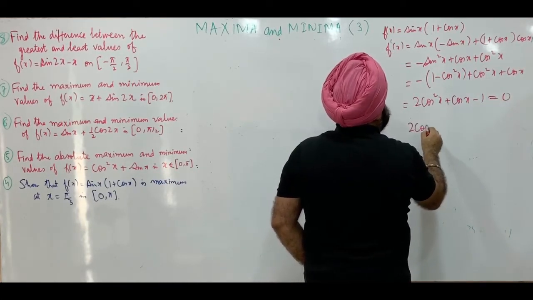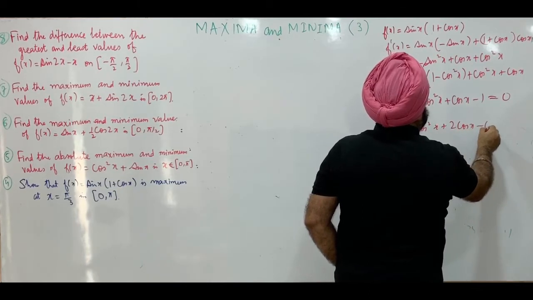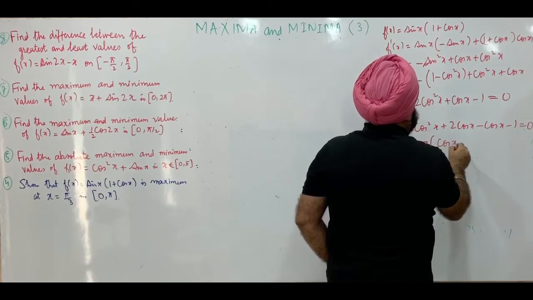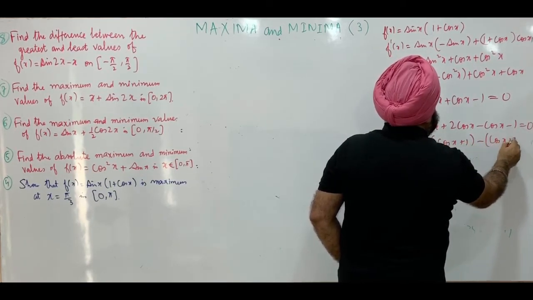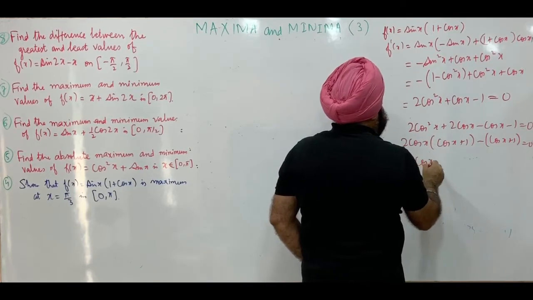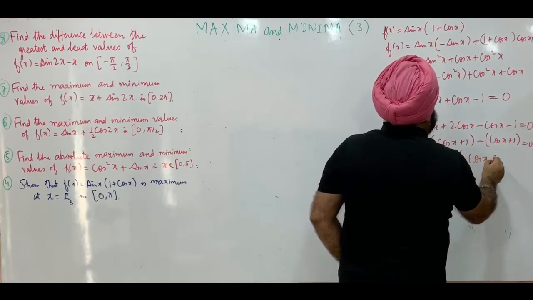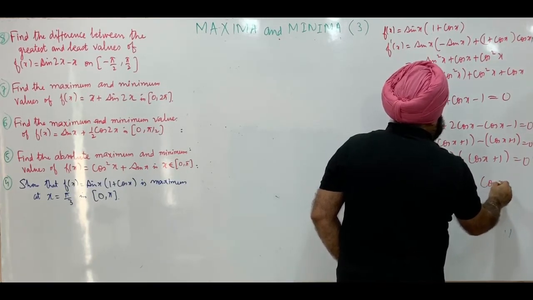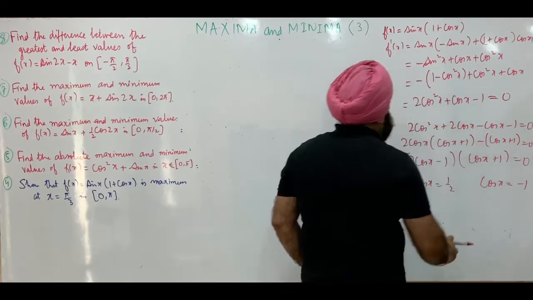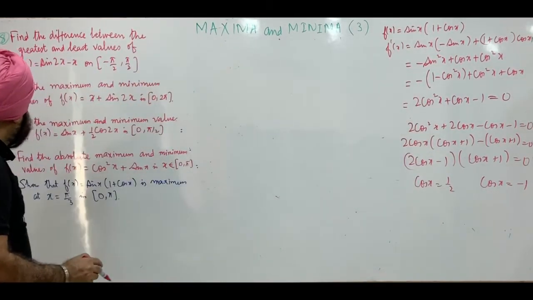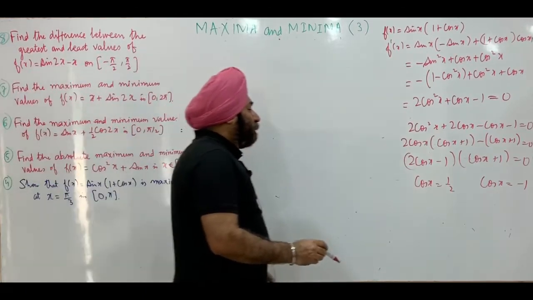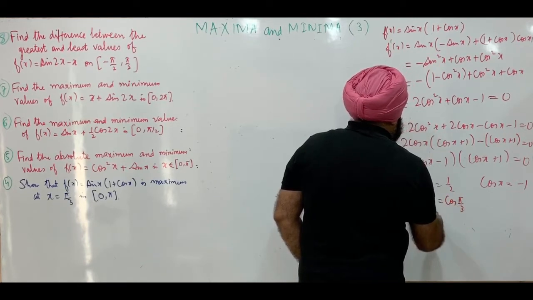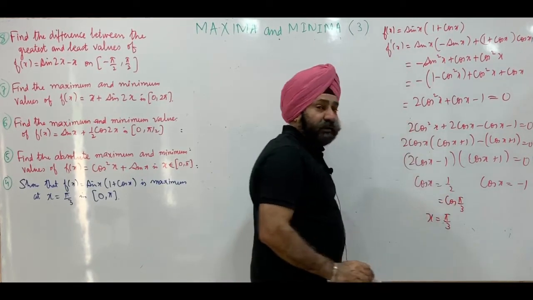This means 2 cos square of x plus cos of x minus 1 is 0. Taking 2 cos of x common, and the minus sign common, we get (2 cos of x minus 1)(cos of x plus 1) is 0. That's cos of x equal to 1 by 2, or cos of x is minus 1. Now we have to find the corresponding values of x, and the interval is 0 to pi. This is cos of pi by 3, so x is equal to pi by 3. This is one critical point.